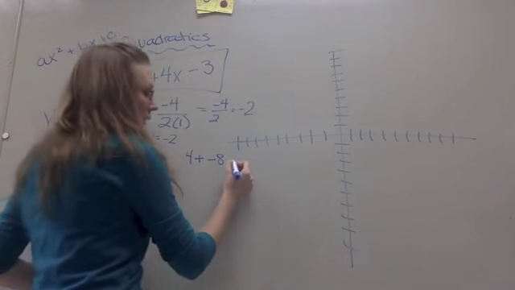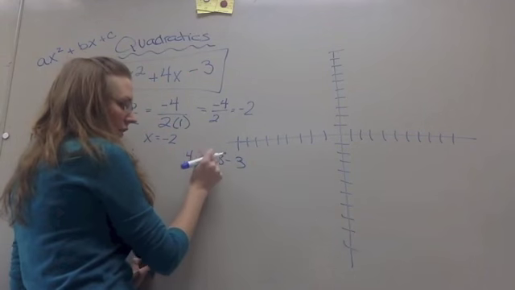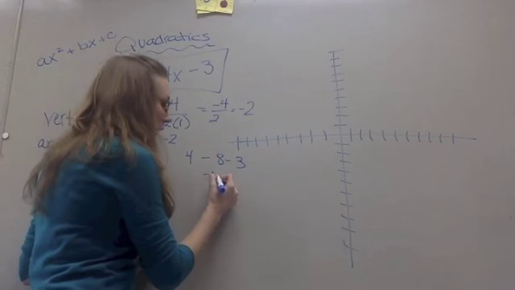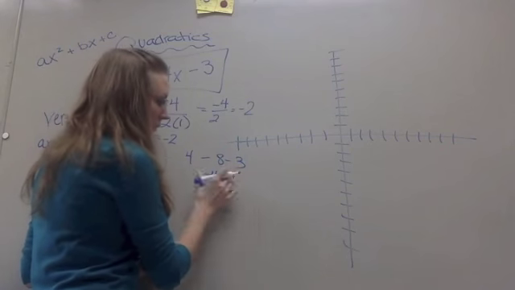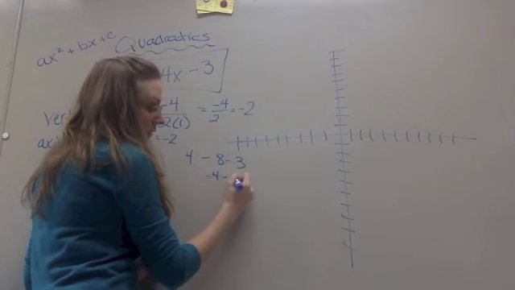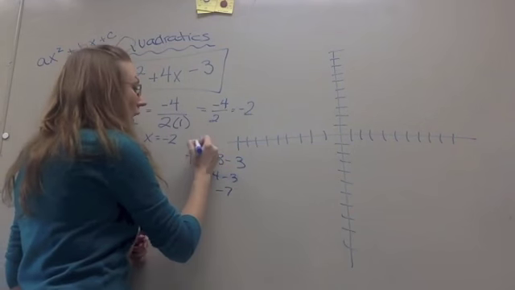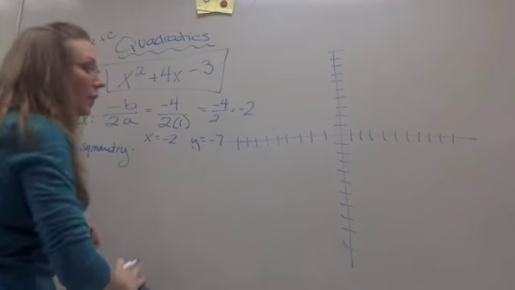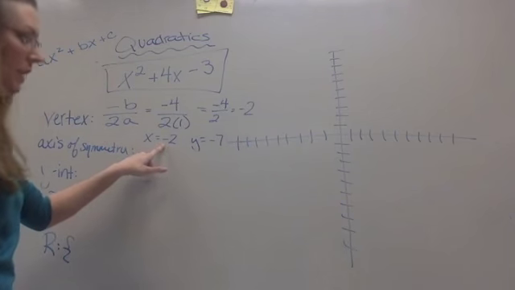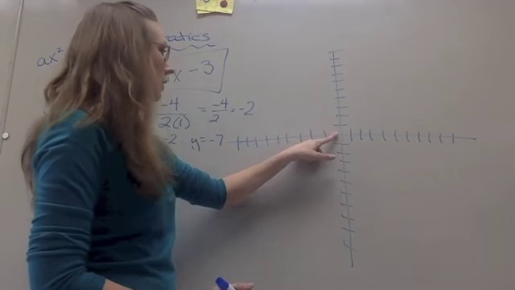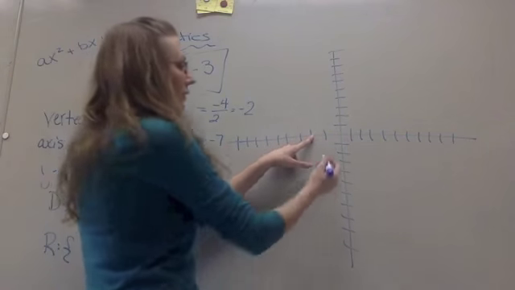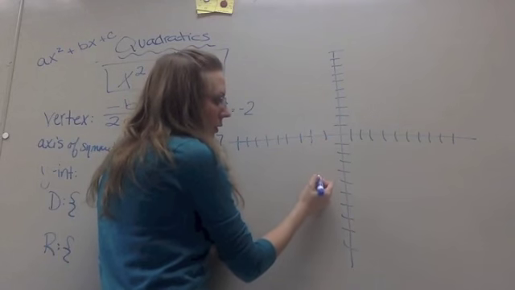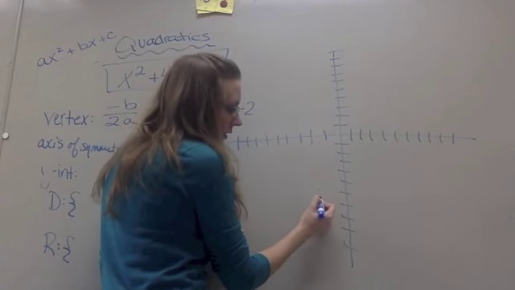And then this negative 3 is a constant. So a plus and a minus next to each other are just subtraction. So 4 minus 8 is negative 4, minus 3 is negative 7. So that means our y value is going to equal negative 7. So if we were to plot this vertex, it's going to be at negative 2 on the x, and then down 7. So here I've gone backwards 2, down 1, 2, 3, 4, 5, 6, 7.